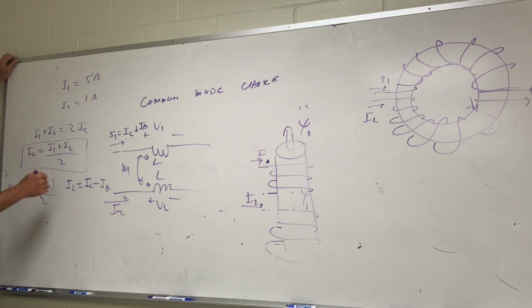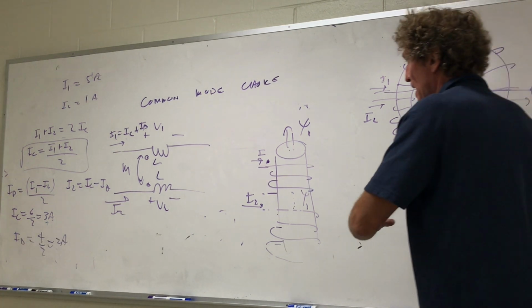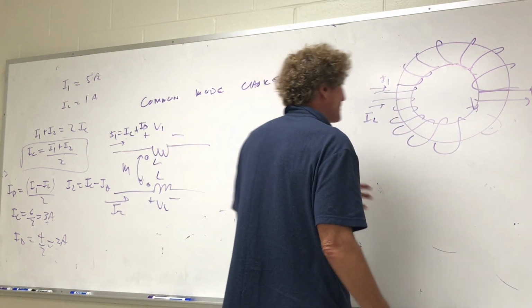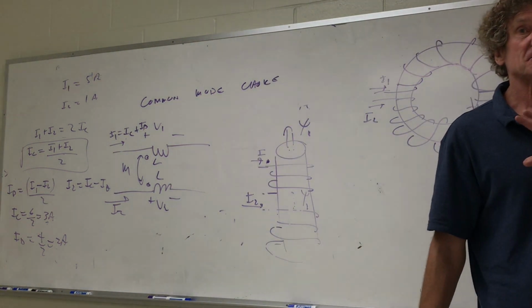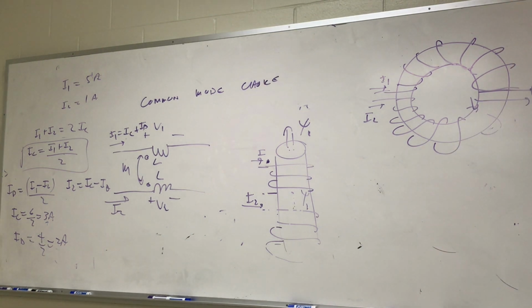So what is it for this one? Well, I've got 5 and 1 is 6. 6 divided by 2. I common would be 6 divided by 2, or 3 amps, right? What's I differential, guys? Well, it'd be I1 5 minus I2 1 is 4. 4 divided by 2 is 2 amps, right? Now what we have to do is see how this particular common mode choke responds to either common or differential modes. It's in the book, it's very simple. So we're going to start with common mode.